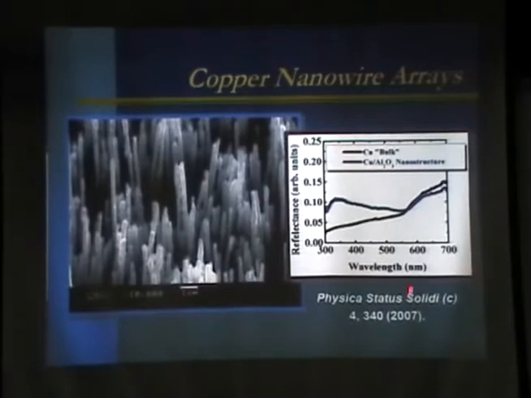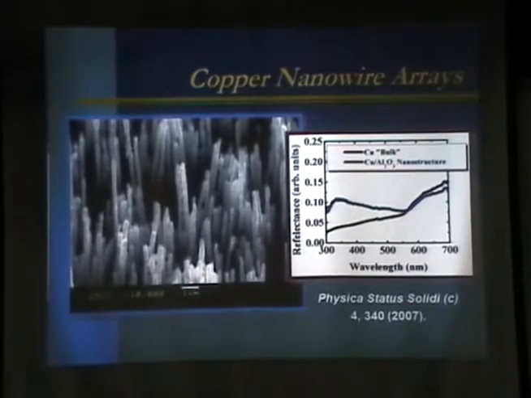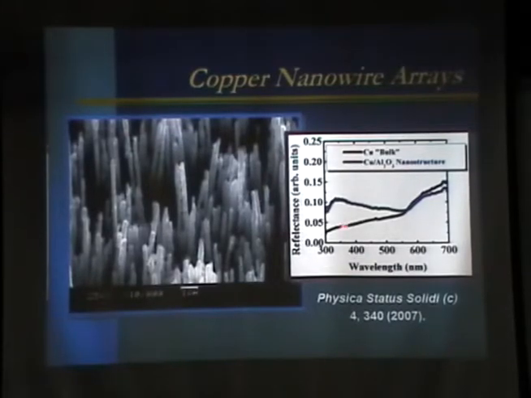But the optical properties I show you here are for the composite material, copper inside aluminum. Here I compare the spectrum of this copper-aluminum composite, which has an increased reflectance in the blue and UV range, that we have interpreted to be due to the periodic structure of the composite material.